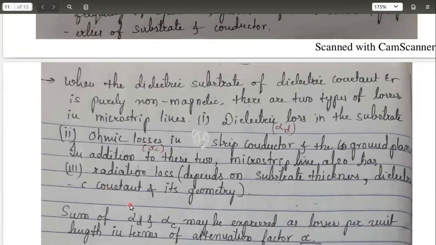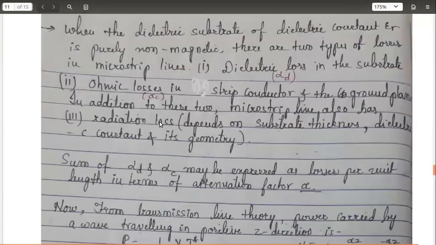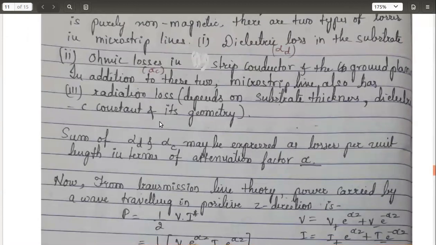In addition to these two, as I told you, because of the structure at microwave frequency of operation, your microstrip line behaves like an antenna. So we even come across radiation losses here. So these three different types of losses exist. Now coming to the calculation of each of these. Before that, I have given some basics of how you can represent alpha C and alpha D, both the dielectric and ohmic losses.